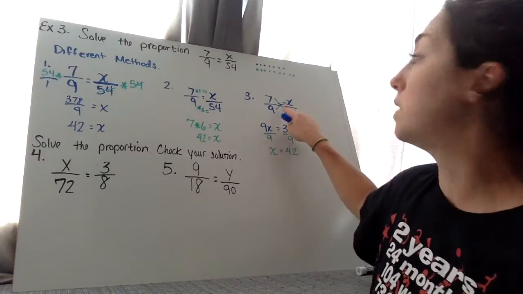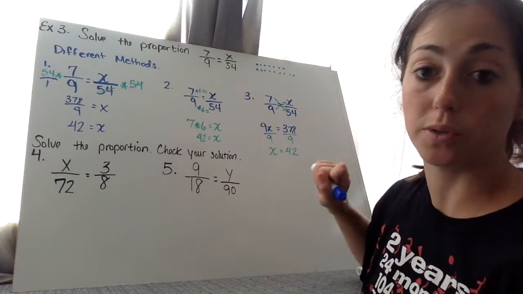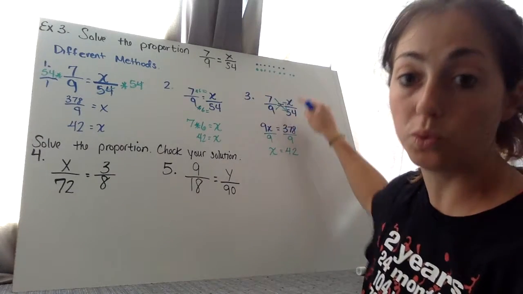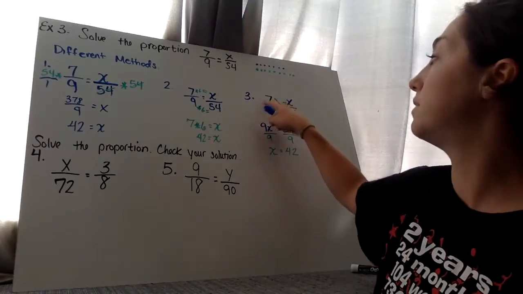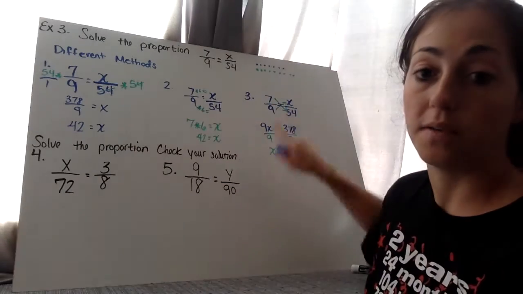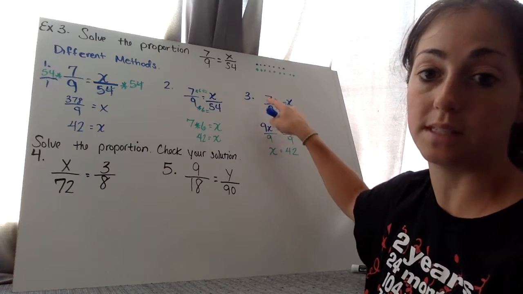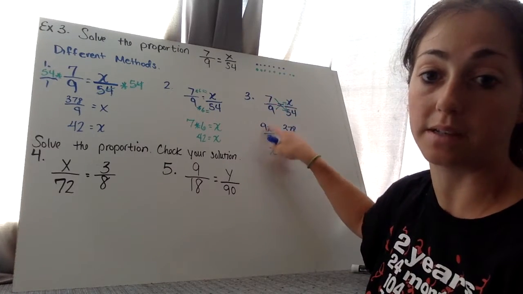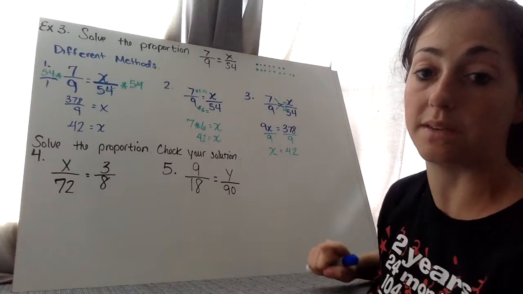Don't do that. With equivalent ratios, there's an equal sign. You're going to cross multiply. So I have 7 times 54 equals 9 times x. Don't forget there's an equal sign. So I have 9 times x, that's 9x. 7 times 54, that's 378.